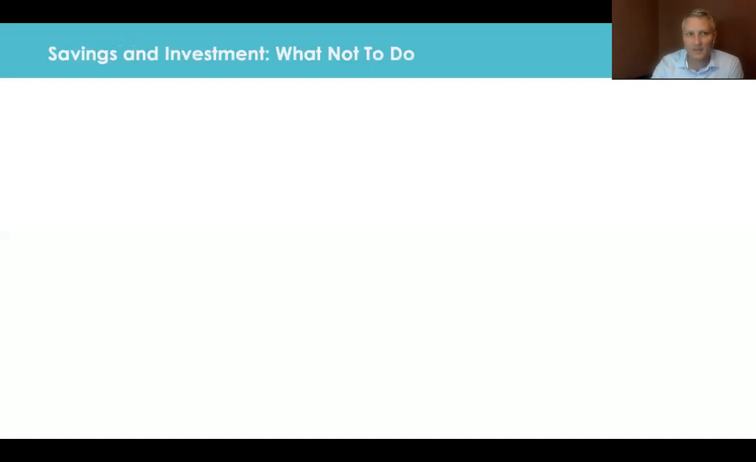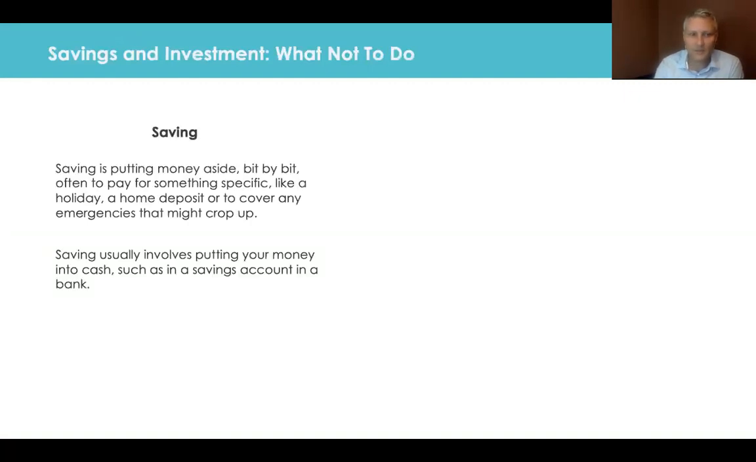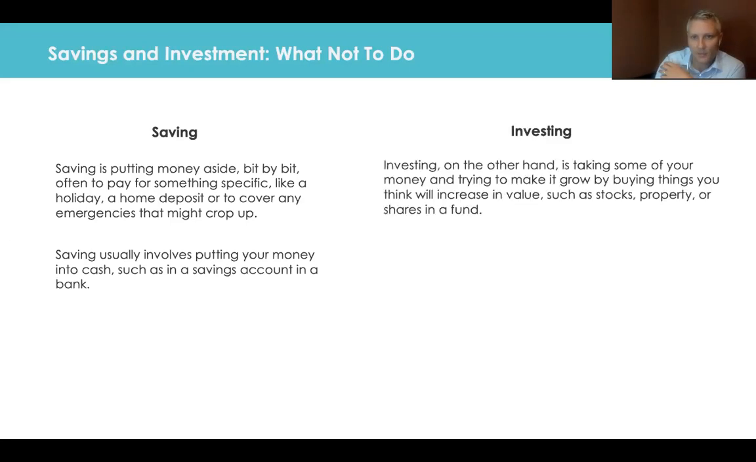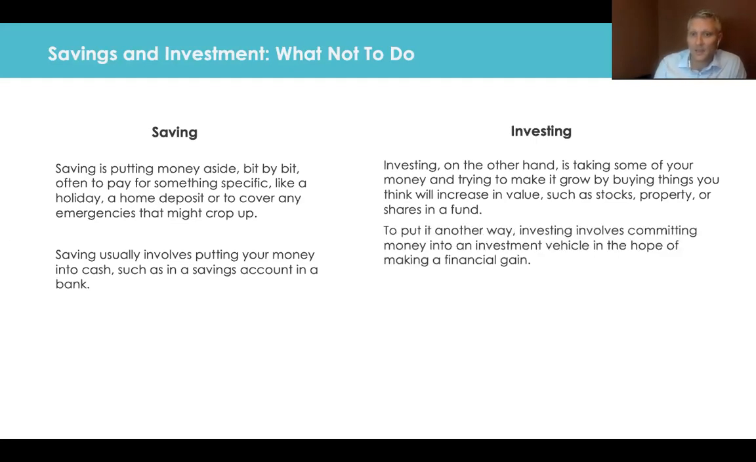What's the impact on your family or loved ones? And then we come on to savings and investments. So savings is really about putting money aside bit by bit, often to pay for something specific like a holiday or a home deposit, or to cover emergencies that may crop up. And it usually involves just putting money into a cash account, such as a savings account in a bank. Whereas investing, on the other hand, is taking your money and trying to make it grow by buying things that are increasing in value, such as stocks, property, shares, bonds, anything that's going to increase your asset base in value. Investing involves committing money generally to an investment vehicle in the hope of making a financial gain.